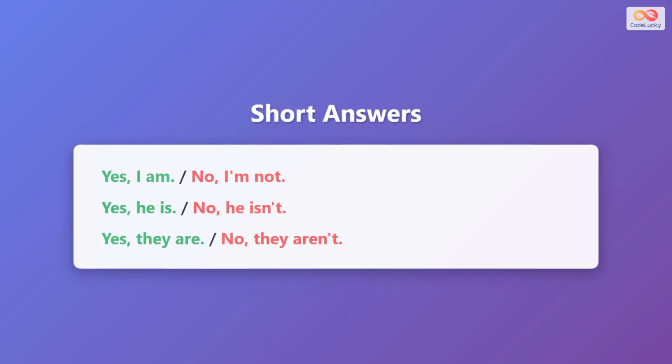When someone asks you a present continuous question, you can give a short answer. For positive answers, we say yes, I am, or yes, he is, or yes, they are. For negative answers, we say no, I am not, or no, he is not, or no, they are not. We can also use contractions like I'm not, he isn't, or they aren't in negative answers.